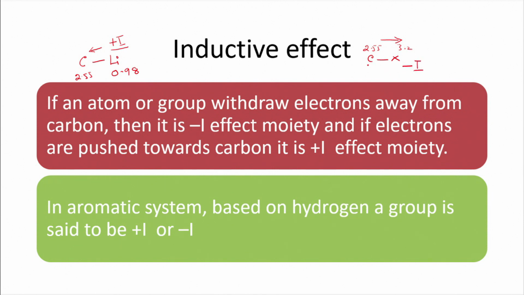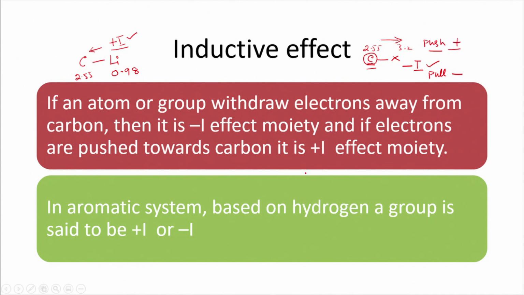So, that way, with respect to carbon, we say a group is either a plus I effect group or a minus I effect group. This is with respect to carbon we are talking, because in organic chemistry we deal with carbon mainly. So, that is the reason whenever we say an inductive effect group, that means either it pulls the electron towards itself or it pushes electron towards itself. Based on that, we say whether it is a minus I effect group or plus I effect group. If it pulls, then minus. If it pushes, then it is plus. So, this is how you have to remember.